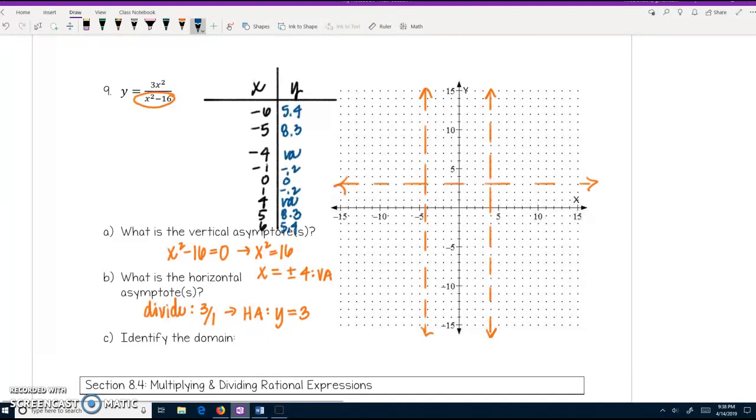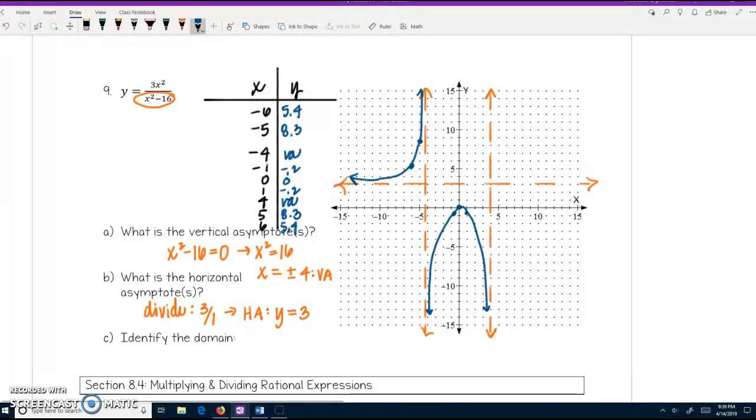So now when I plug negative 6 in, that's at 5.4, so right about here. Negative 5 is up here at about 8.3. And so then I can connect those points following the trend and the restriction of those asymptotes there. I have negative 1, negative 0.2 right here, 0, 0, and 1, negative 0.2. So these guys kind of are going to look similar to what we would expect from a parabola with the way they curve down. Then I have 5 and 8.3, so very symmetrical.